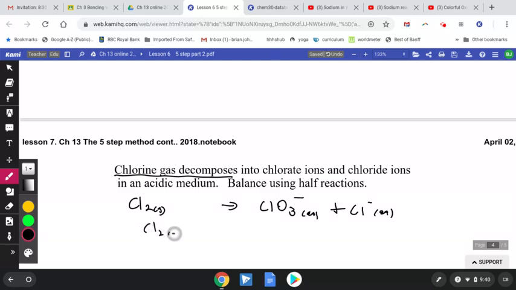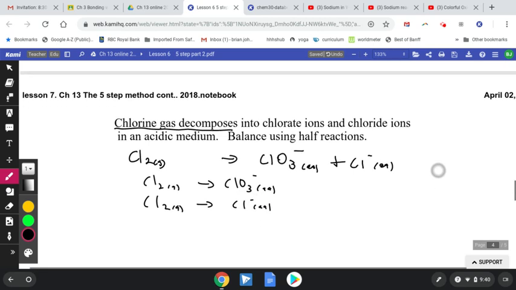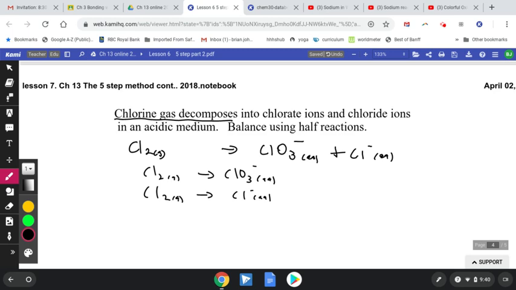So we have chlorine gas going into chlorate. Disproportionation, we also have chlorine gas going to chloride. So we have our reactants, we have our products. We can just balance these half reactions, build them ourselves. So a review of half reaction method: 2 chlorines, 2 chlorines, 6 oxygen, 6 oxygen. Okay, 12 hydrogen, 12 hydrogen.